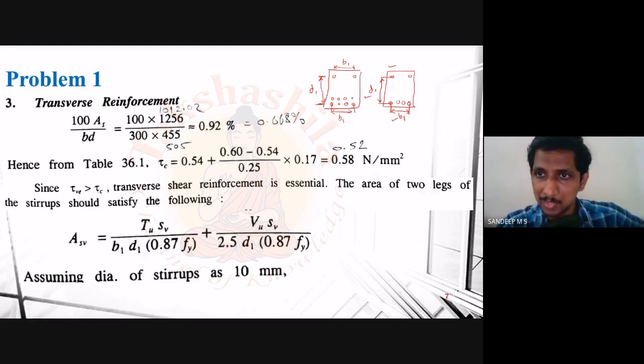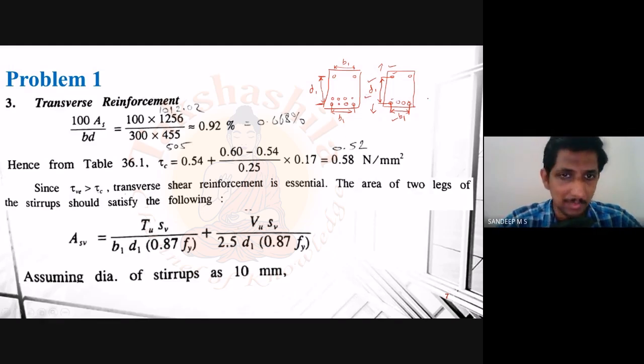Similarly, in the vertical direction also, this is the reinforcement provided at the far end in the upward direction, and this is the reinforcement provided at the far end in the downward direction. So to calculate D1, you have to take the center to center distance between these bars which are kept at the extreme ends. That is regarding B1 and D1. Any more doubts?